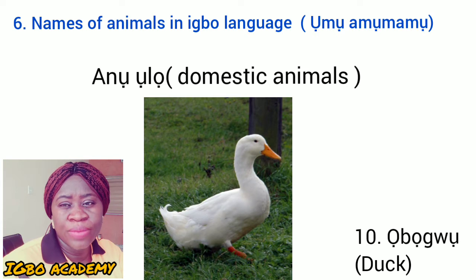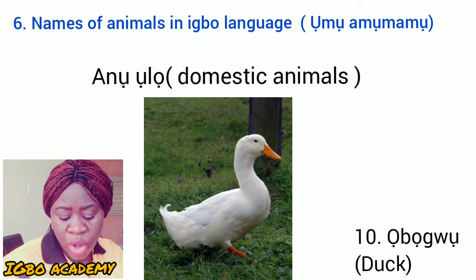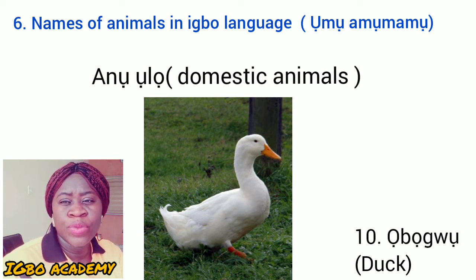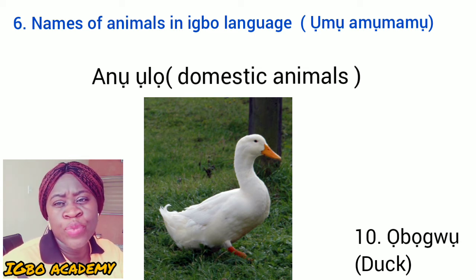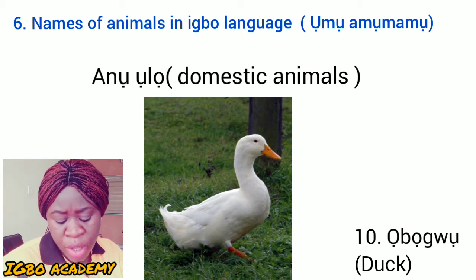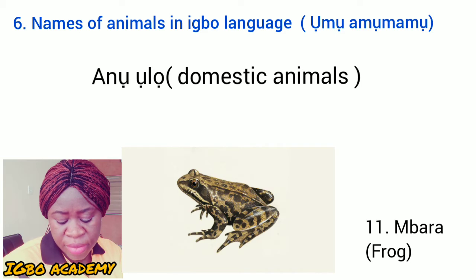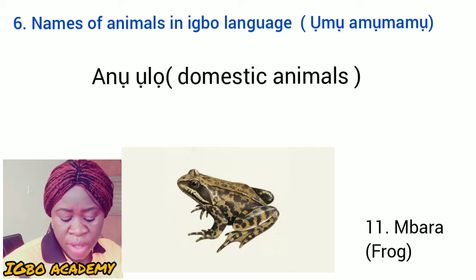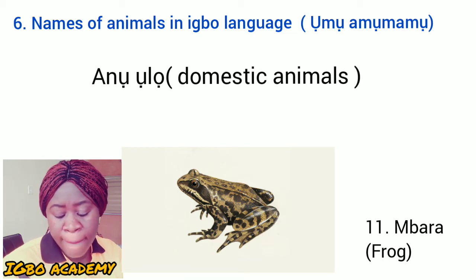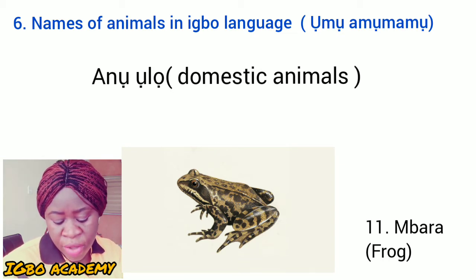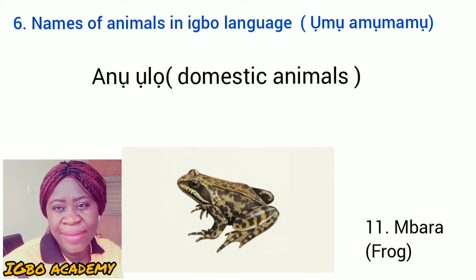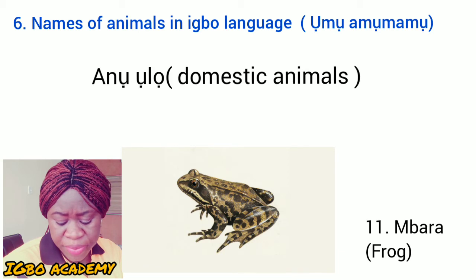Then number 10, the duck. The duck is called obogo. Duck, obogo. Number 11, the frog. The frog is called mbara. Frog, mbara.